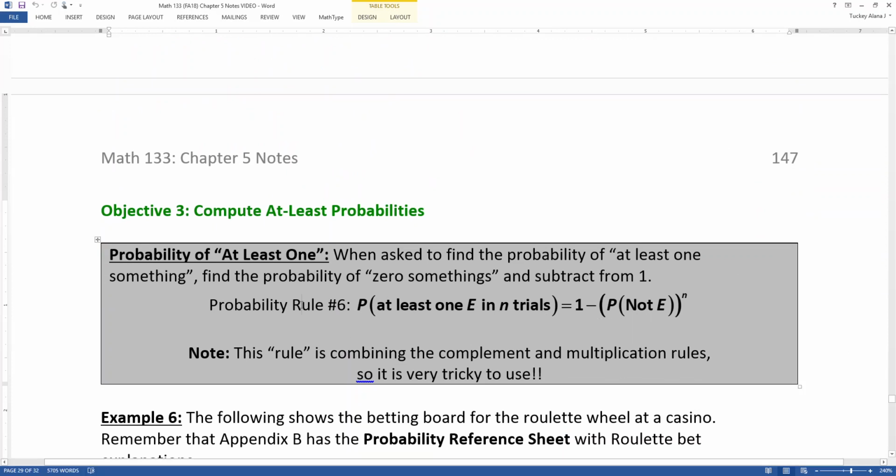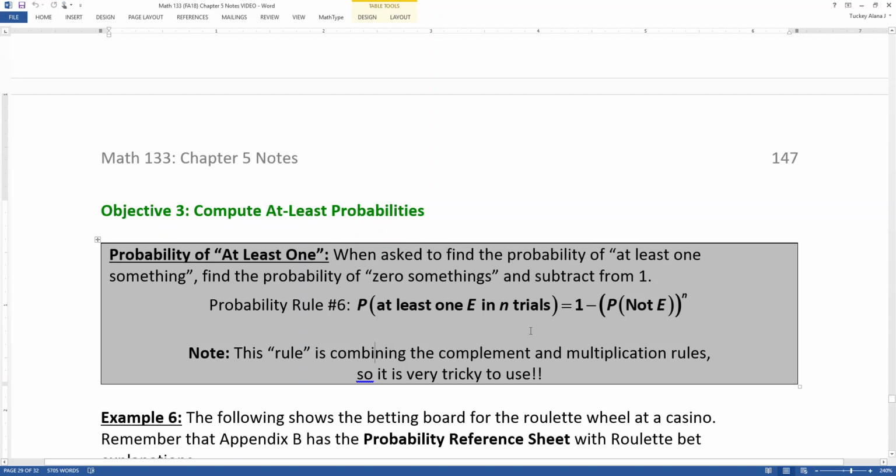I wrote that up here as the probability of at least one event E in n trials is 1 minus the probability of not event E, to the n power. So you take the probability of not E in a single trial, and then you raise it to the n power.